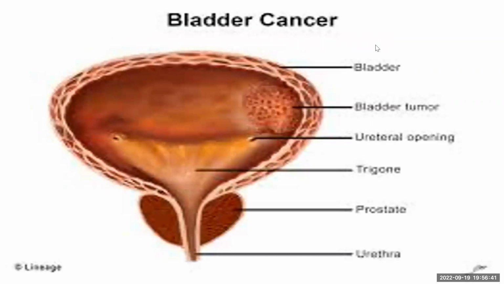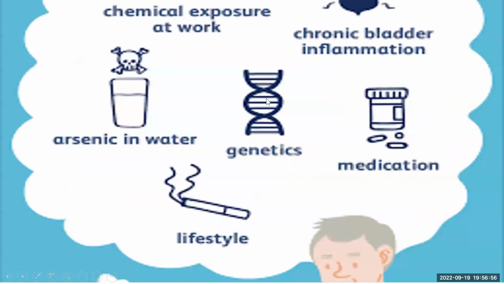So next condition is bladder cancer. This is a normal bladder. This is a bladder tumor. This portion is the trigone. You should know the normal anatomy as well. This is the growth, the bladder tumor.